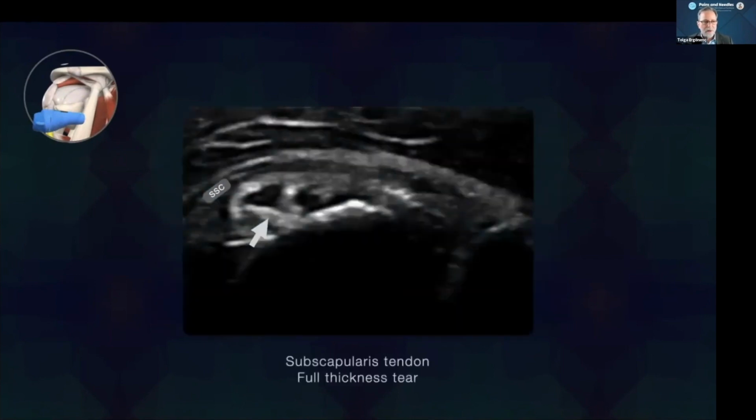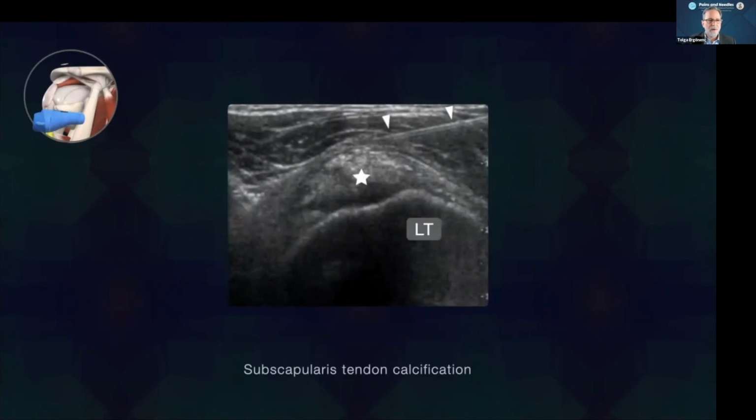In the long axis view of the subscapularis tendon sonogram, you can see the full thickness tear of the subscapularis tendon. And the long axis view of the subscapularis tendon ultrasound image, over the anterior aspect of the shoulder, shows subscapularis tendon calcification.